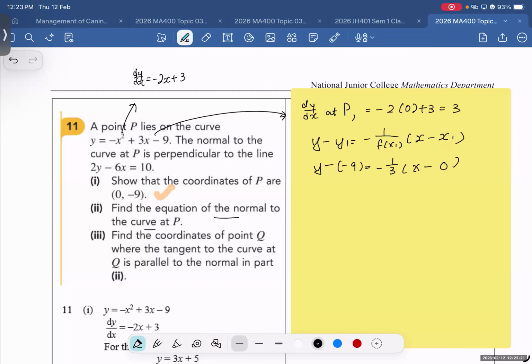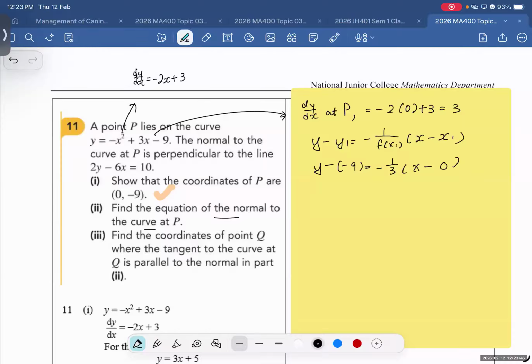Correct. So I actually use that to do part 1. I didn't use that to do part 2. Part 1, so then with that, y is equal to negative 1/3 x minus 9. That is for part 1.